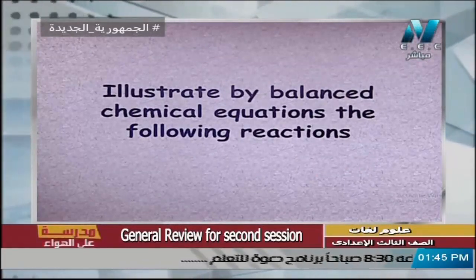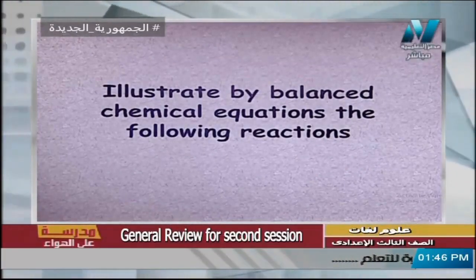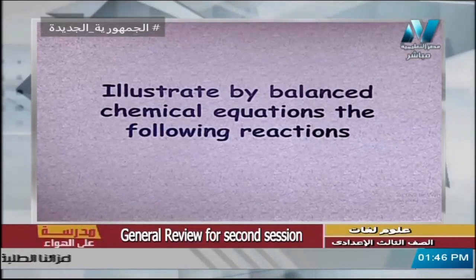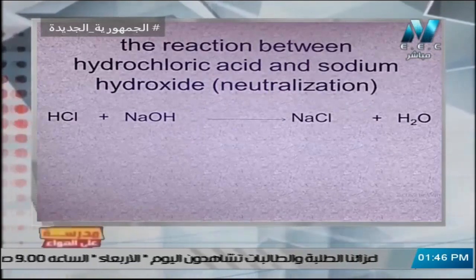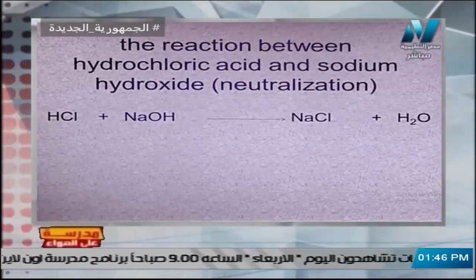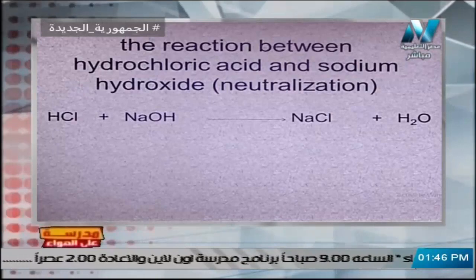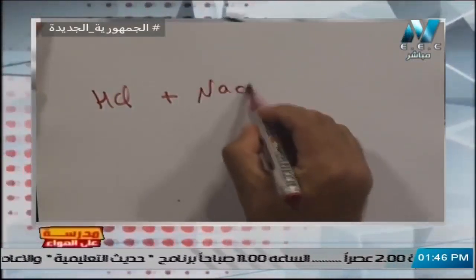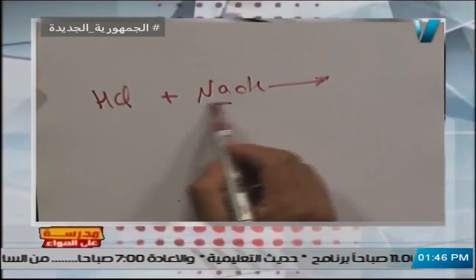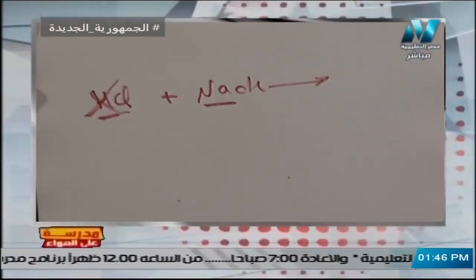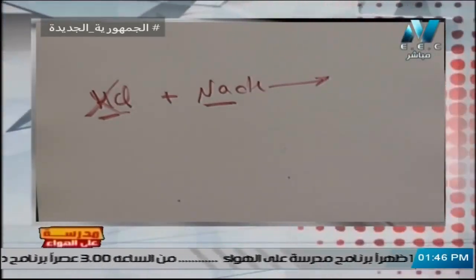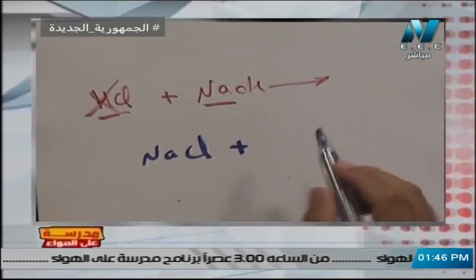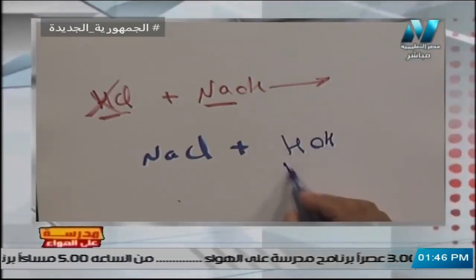Illustrate by balanced chemical equation the following reaction. Number 1, the reaction between hydrochloric acid, HCl, and sodium hydroxide, NaOH. Na is stronger than H, so it replaces it and takes the place with Cl, giving NaCl plus HOH, which is H2O, the water.